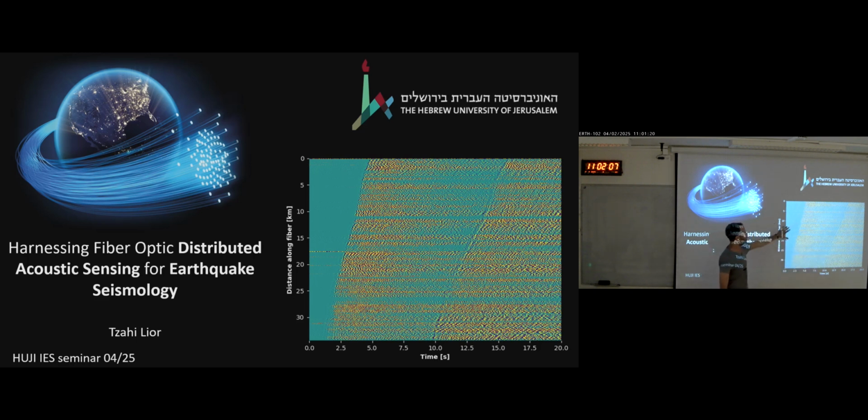This is an earthquake that occurred roughly 2 years ago in the Kinneret, recorded along road number 6. We have a fiber there. And we can see distinct phases, P wave, S wave, and a rich image of the seismic wave field. I'm going to go deeper into this data and what we can do with it in seismology in this talk.